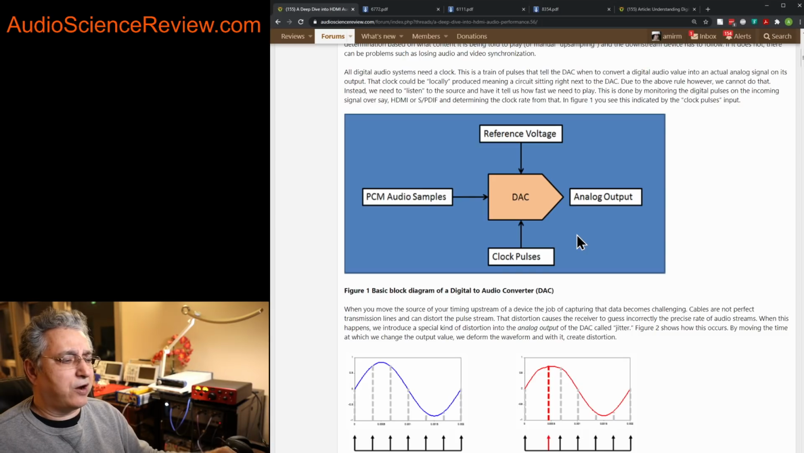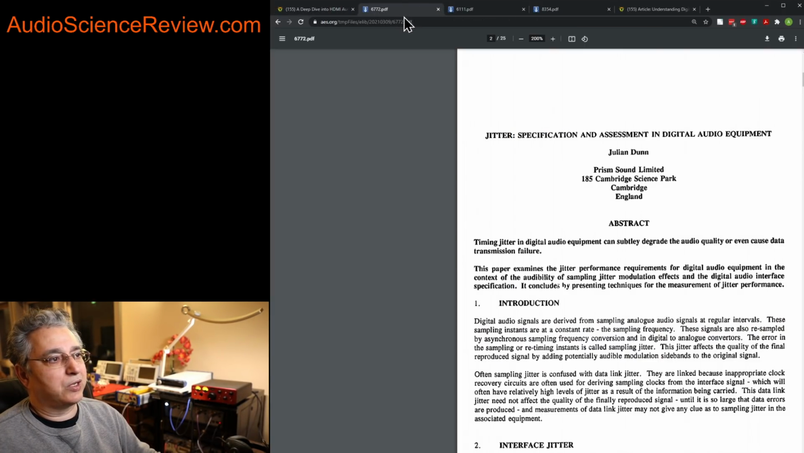Now, the father of digital audio, one of the most famous fellows by the name of Julian Dunn. He worked for Prism Sound and then later on Audio Precision. And he's responsible for a lot of specifications on digital audio. And I recommend that you go and download his papers. You have to pay, unfortunately. I don't think there are free copies of it out there. But at the Audio Engineering Society, you go there and just look for Julian Dunn and jitter and these titles. I'll put a link in the description for them.